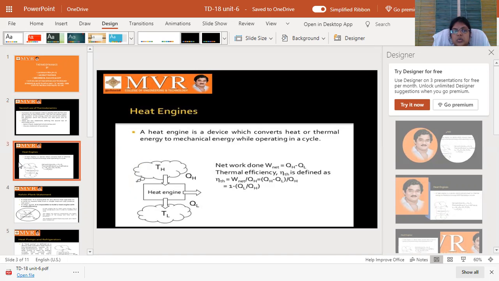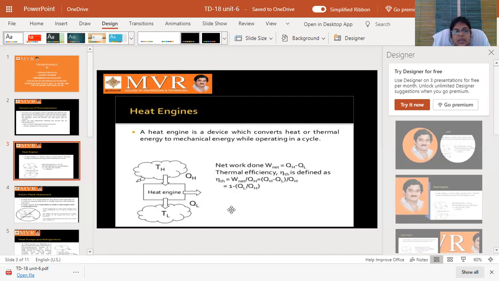Now we start the topic of heat engines. Already we know the heat engine, so what is a heat engine? A heat engine is a device which converts heat, or thermal energy, to mechanical energy while operating in a cycle. So it is a device which converts heat energy to mechanical energy while operating in a cycle. That device we call a heat engine.